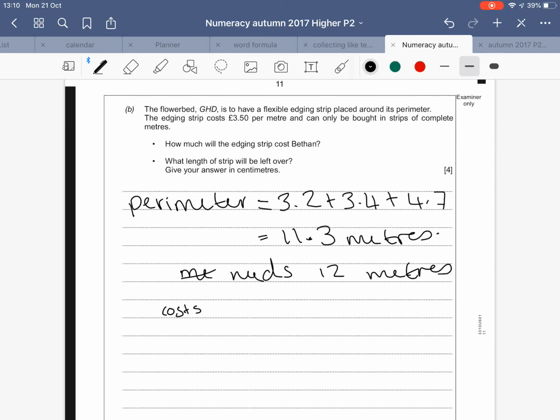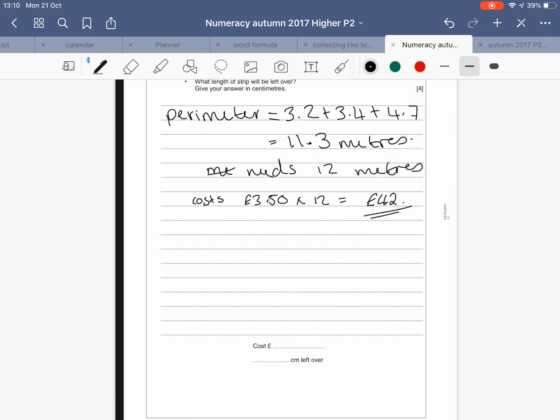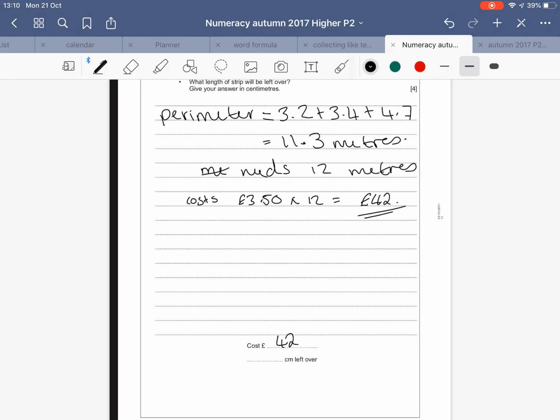So it costs £3.50 per metre, which is £42. So it's going to cost her £42. Put this in the box. How much is left over? So she has 11.3. So, well, she needs 11.3, but she brought 12, so 0.7 left over. Oh no, in centimetres, sorry. So 0.7 meters is 70 centimetres.